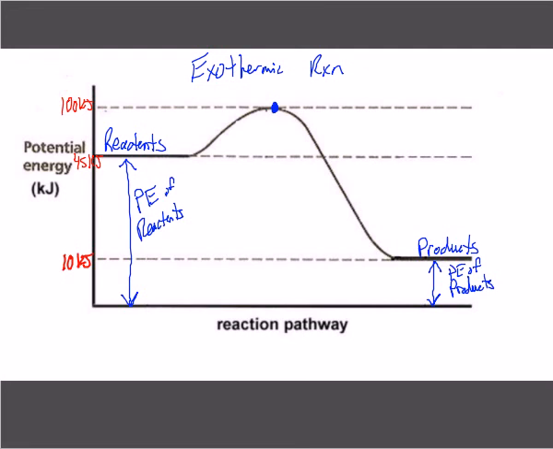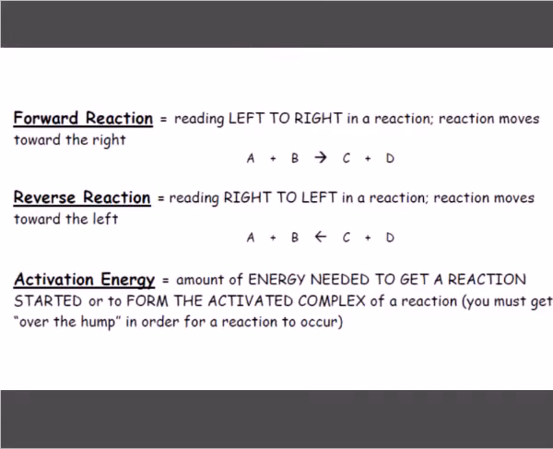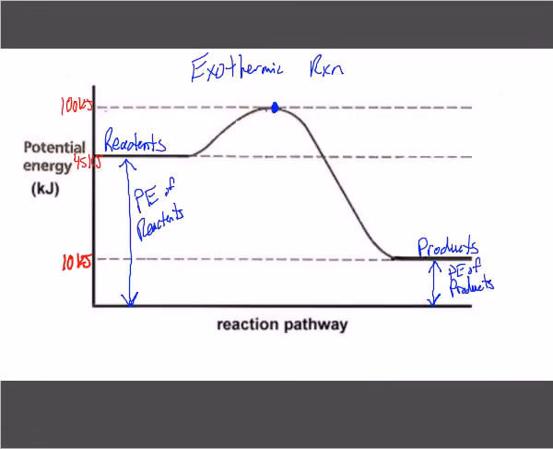Think back to our definition of activation energy that we were just talking about. It's the energy needed to get a reaction started or to form the activated complex. That's this point right here, guys. This is our activated complex. That is the highest energy point in our pathway. That's an important piece that you will have to know where it is.